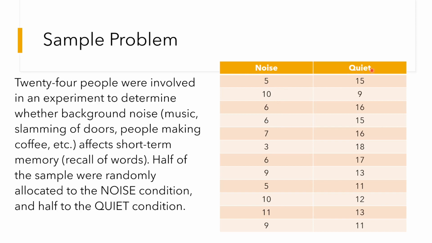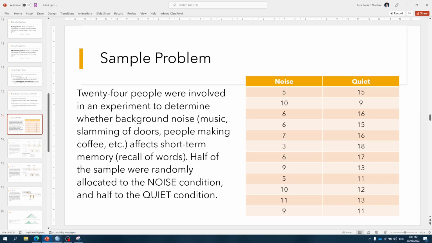While those who were in the quiet condition recalled, some of them recalled 15 words, 9 words, 16 words, 15 words, and so on. So in general, if we look at the data, it appears that those who were assigned in the quiet condition had better recall of words relative to those who were in the noise condition. But to further solidify that finding, we have to conduct independent samples t-tests. So let me now demonstrate that using SPSS.